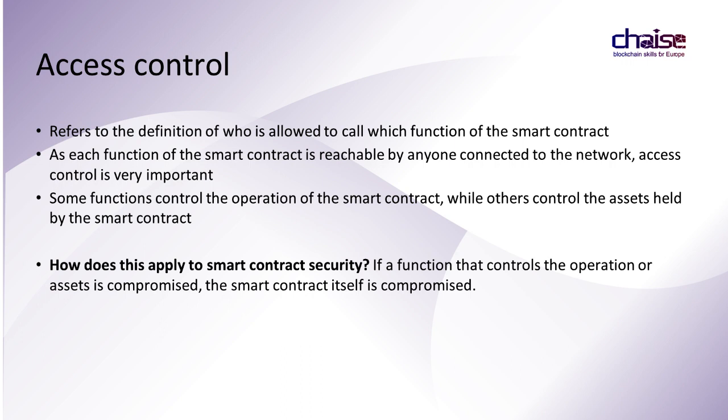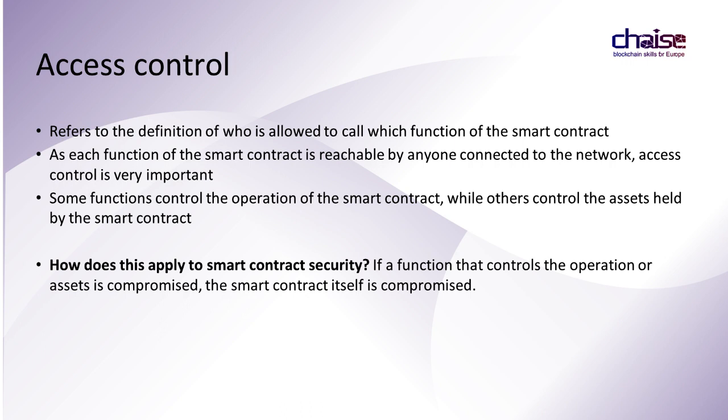Access control refers to the definition of who is allowed to call which function of the smart contract. As each function of the smart contract is reachable by anyone connected to the network, access control is very important. Some functions control the operation of the smart contract, while others control the assets held by the smart contract. Some smart token contracts, like ERC20, ERC721, and ERC1155, have the ability to create or mint new tokens. Exposing the ability to do so to the public would completely invalidate the token.